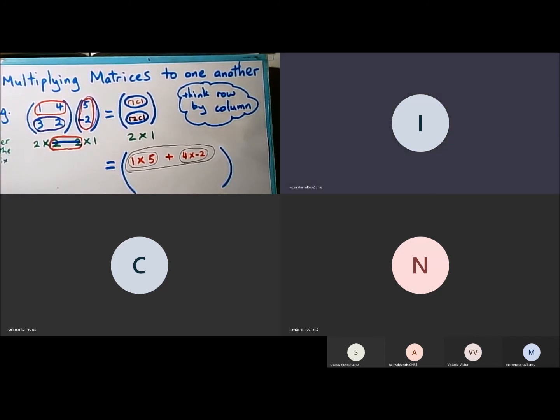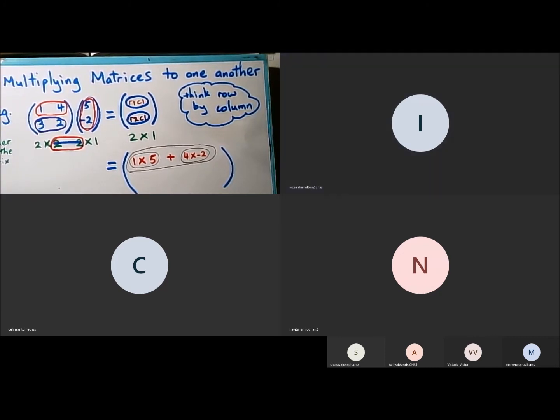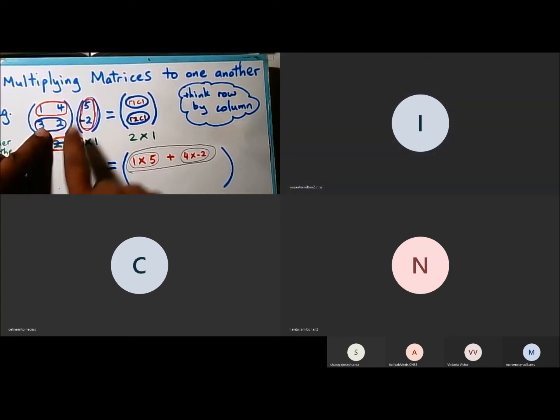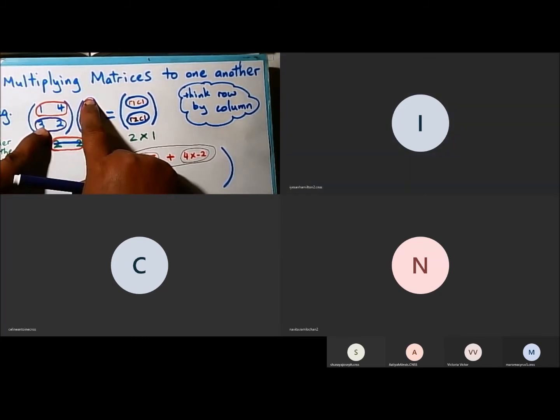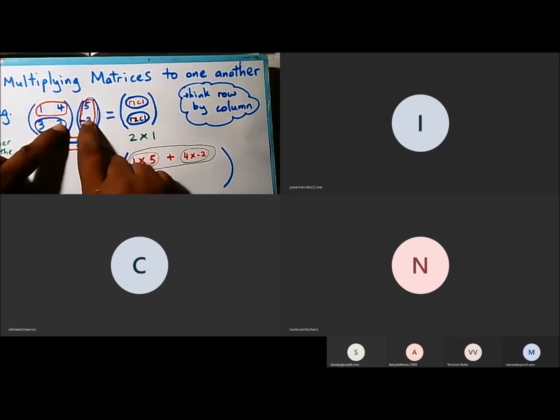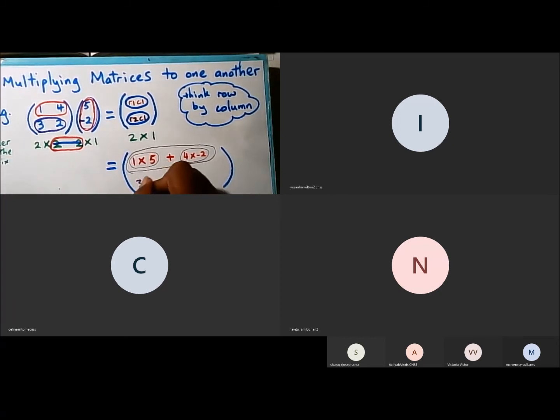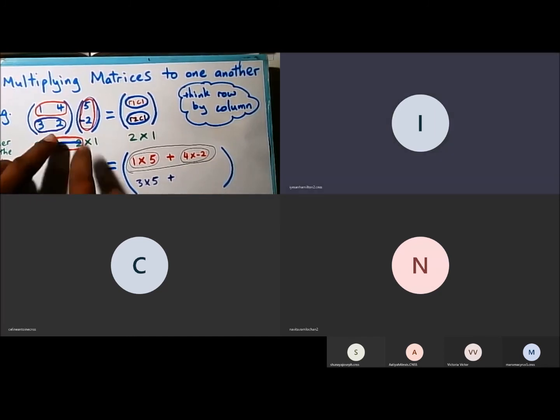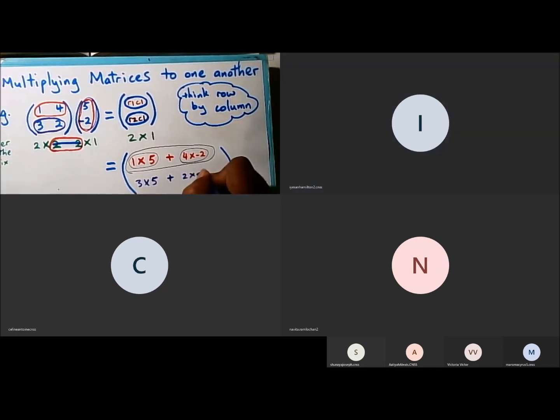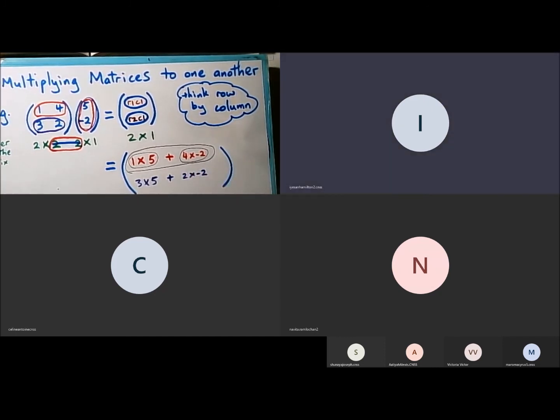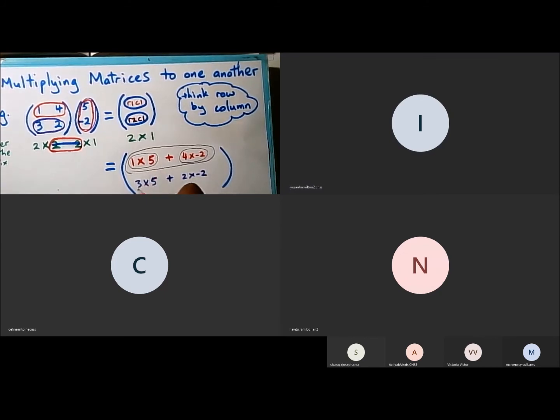Now what we do, I think I will use purple to write this answer. We multiply the first two numbers and then we add it to the next two numbers multiplied. So it's going to be 3 times 5, we write down first. And then we're going to add that answer to the next 2 times minus 2. I like to circle my pieces so that I am not going to get mixed up with the different parts to work out.